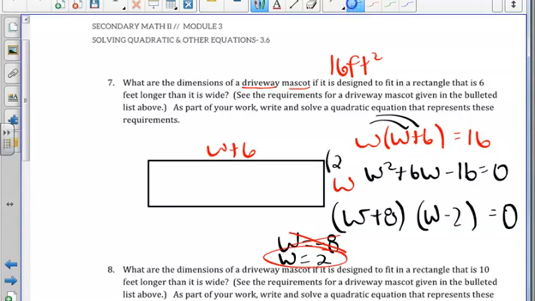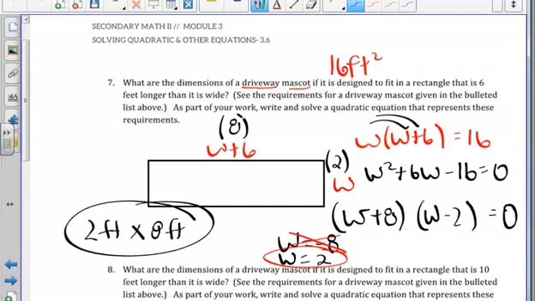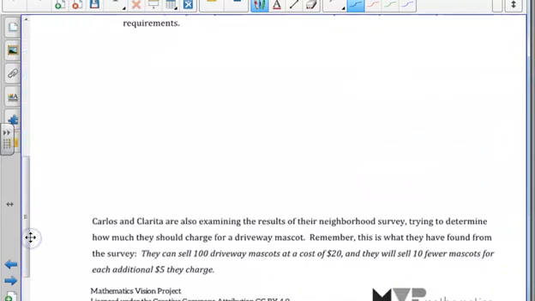That means our width is 2, and our length is 8. So we will have a 2 feet by 8 foot driveway mascot. Now let's progress to number 9.